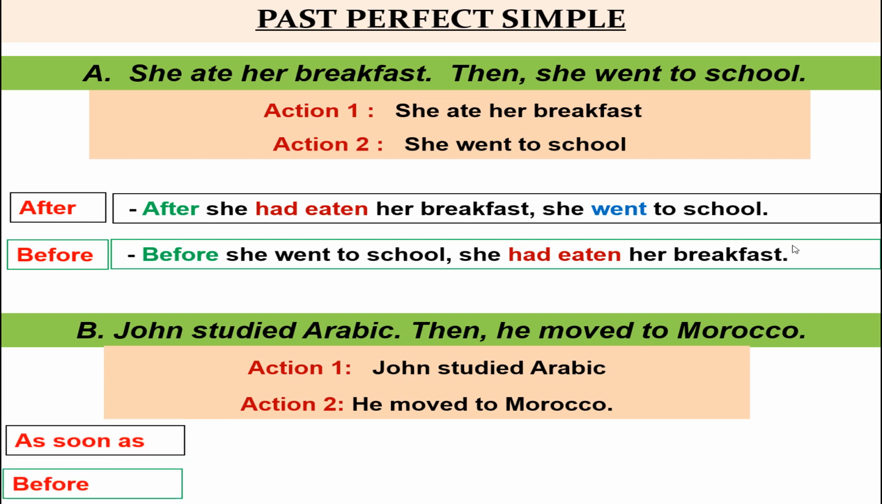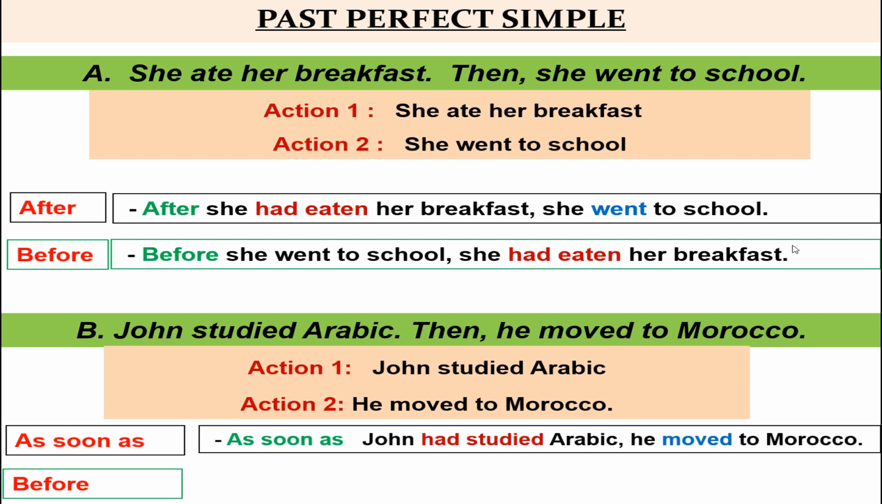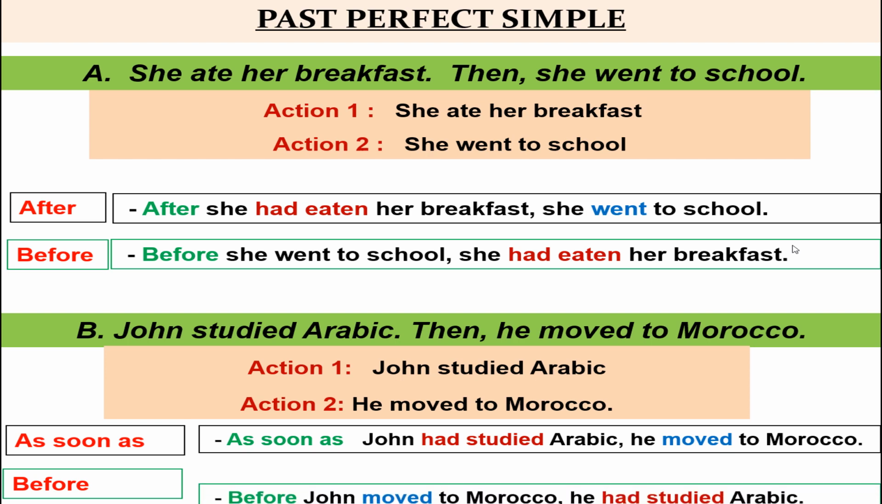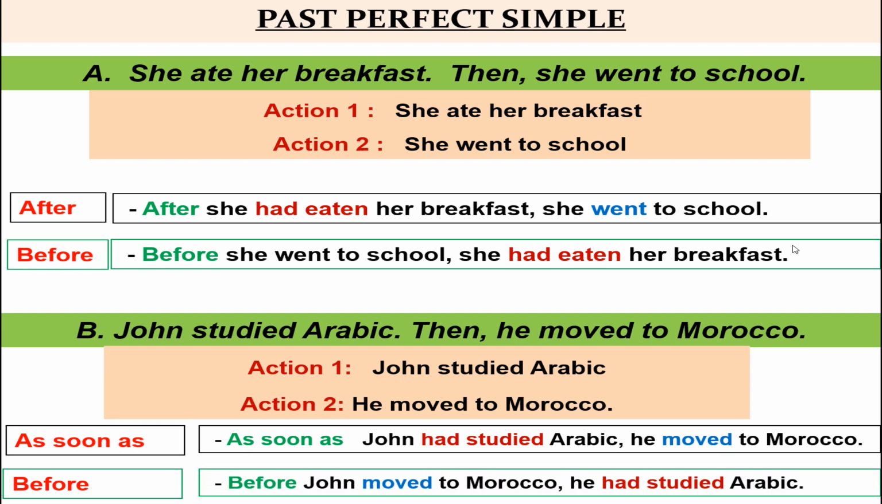So now start the sentence with as soon as. Remember that as soon as should be followed by the past perfect, which means action 1. So we can say, as soon as John had studied Arabic, he moved to Morocco. Let's start now with before. Remember, before should be followed by past simple. So we can say, before he moved to Morocco, John had studied Arabic. Is this clear? Well done.